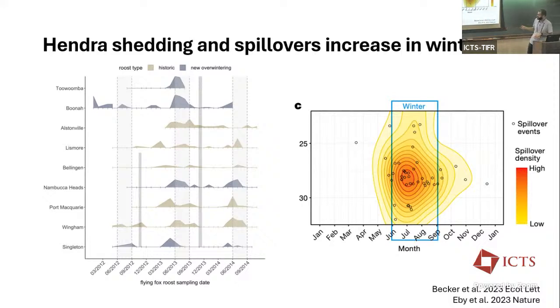And the actual outbreaks that we see in horses are also concentrated in winter during this period. So there's a nice alignment of shedding and spillover.